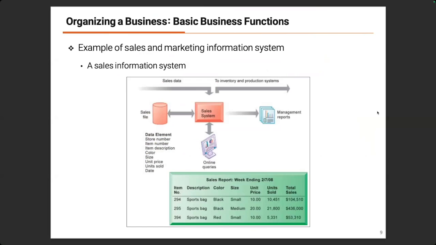The data about the item number, item description, color, size, unit price, unit sold, and date are stored in the sales master file. And the system updates this information about sales and sends this data to other related systems, such as the inventory management system or production management systems. So it generates sales reports as well. This is an example of a sales report.